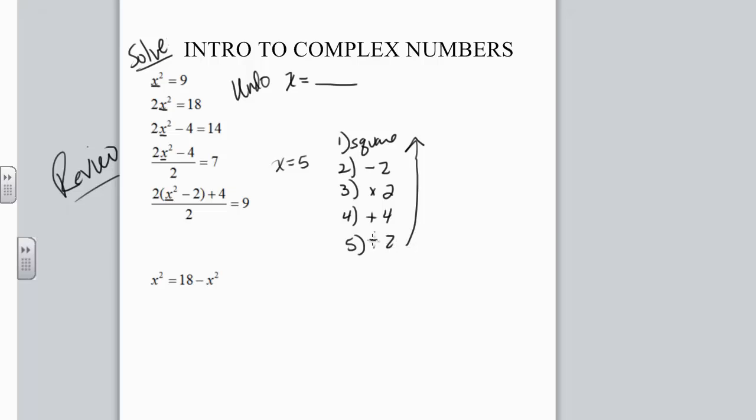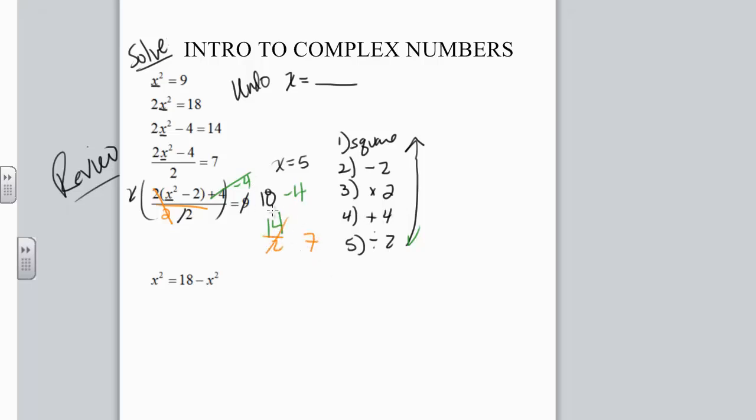I'm going to undo divide by 2, so I'm going to multiply everything by 2. I'm going to end up with 18 here. Next, instead of add 4, I'm going to subtract 4 from both sides. So I'm going to get 14. Next, instead of multiply by 2, I'm going to divide everything by 2. So I'm going to end up with 7 now.